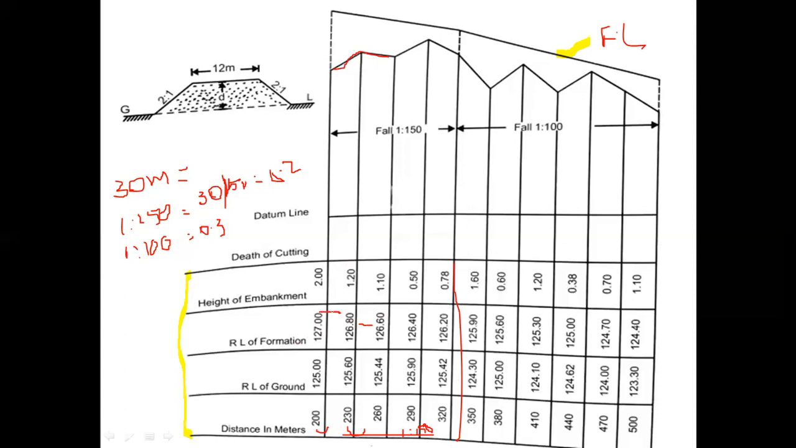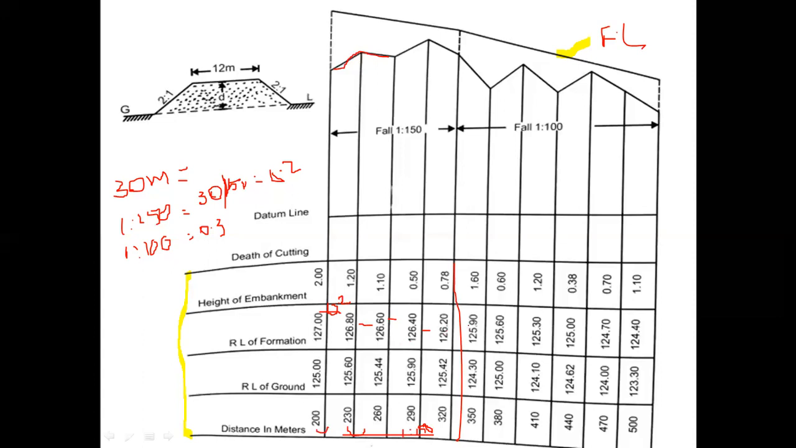So in this, 127 minus 0.2. Okay, next 126.80 minus 0.2, that is 126.60. Next one, minus 0.2, 126.40. Next minus 0.2, 126.20. It is the falling gradient 1 in 150 up to here.